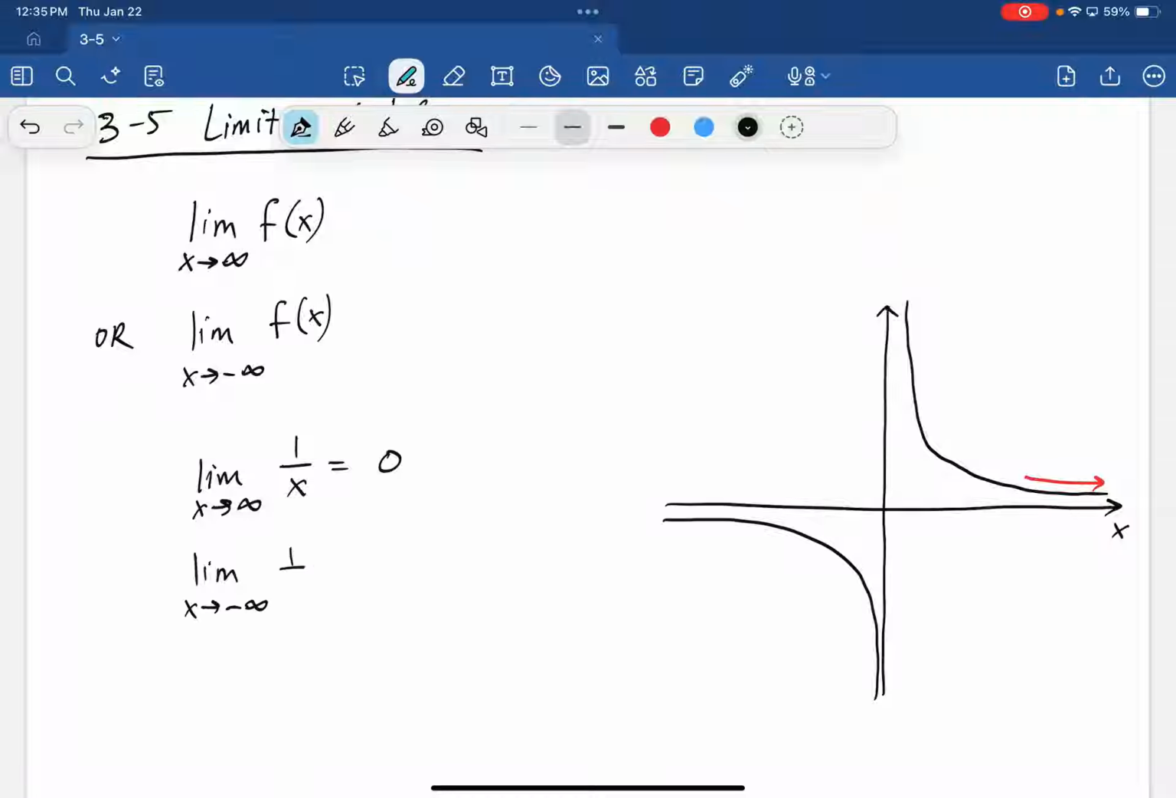Is that just 1 over x? Yeah. And so we call these things horizontal asymptotes, right? We learned this in algebra. This is a horizontal asymptote.